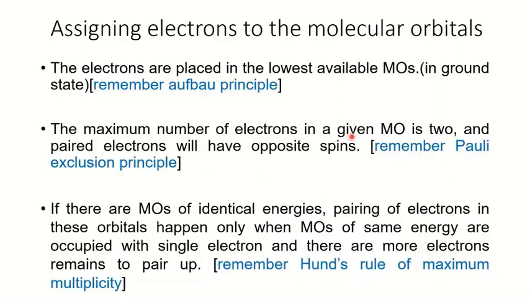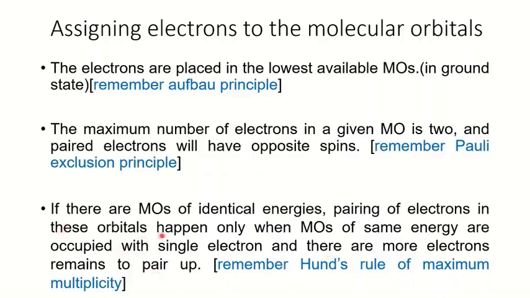And also, there is one more thing. They should have opposite spins. This is exactly like Pauli's exclusion principle. Now, if there are more molecular orbitals with similar or identical energy, that means degenerate molecular orbitals, pairing of electrons in these degenerate orbitals will happen only when the molecular orbitals of the same energy are occupied with single electrons and there are more electrons remaining to pair up.